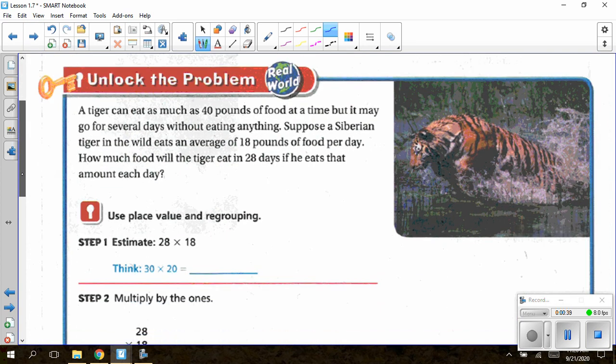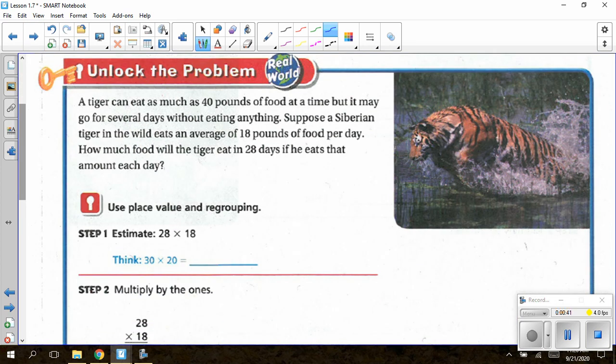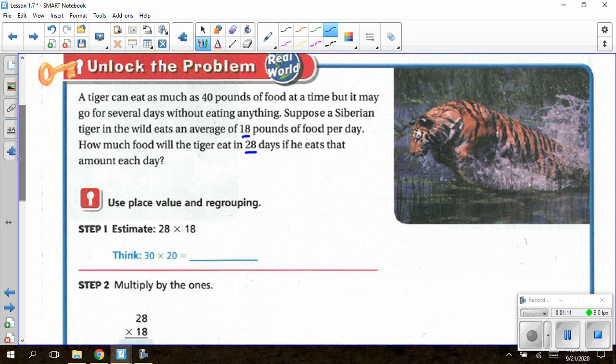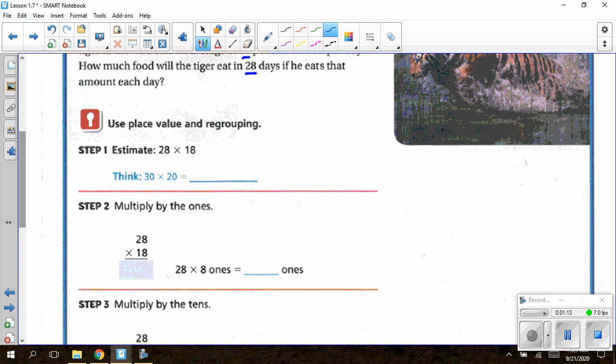So under the Unlock the Problem, a tiger can eat as much as 40 pounds of food at a time, but it may go for several days without eating anything. Suppose a Siberian tiger in the wild eats an average of 18 pounds of food per day. How much food will the tiger eat in 28 days if he eats that amount each day? So we know the two numbers that we would need to use with our multiplication is the 18 pounds of food per day times the 28 days. So that is how we are getting the problem, 28 times 18.